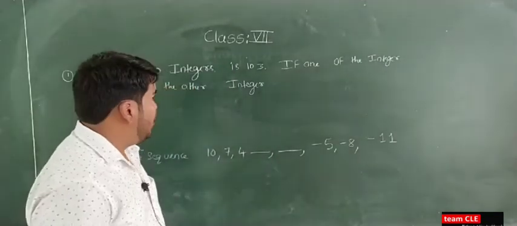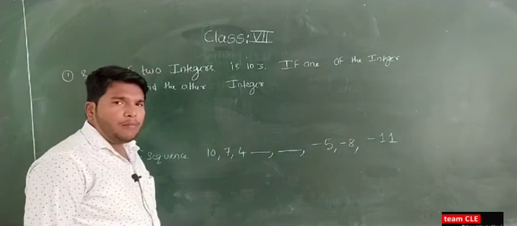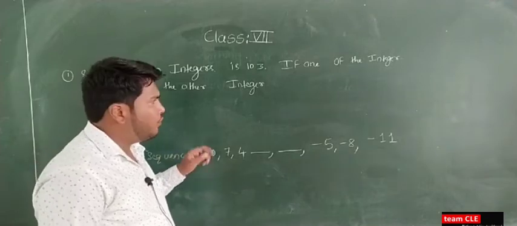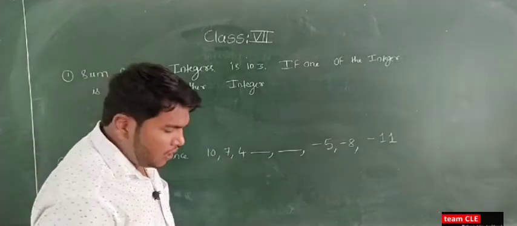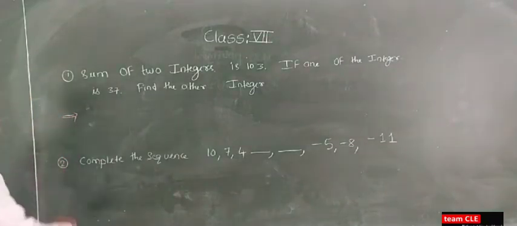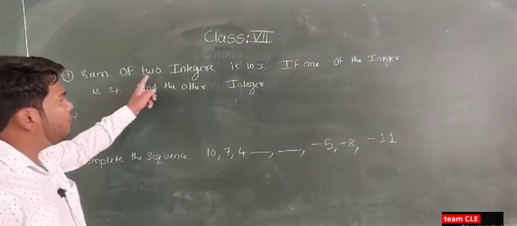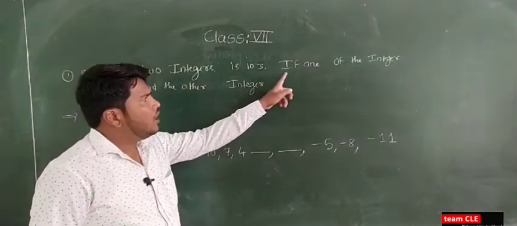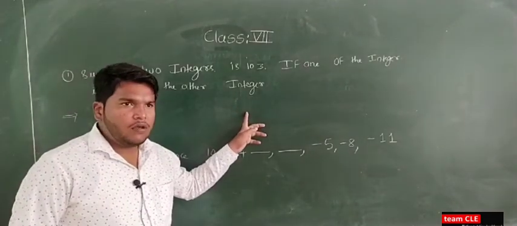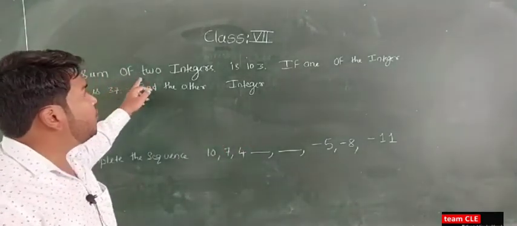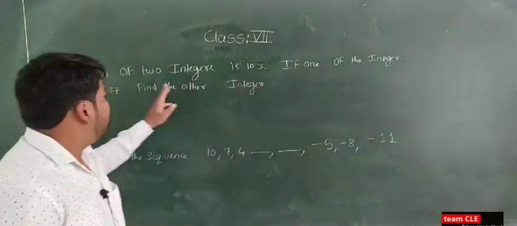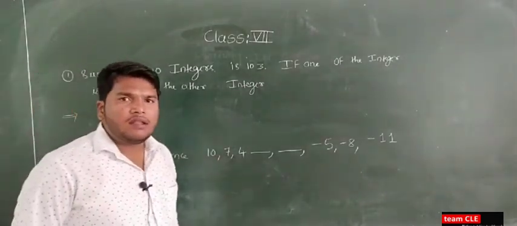So this we have learned, and in this video I am going to solve some examples on integers related to your textbooks, and also I am going to solve your first exercise, that is exercise number 1.1. Okay, so see here, example number 1 says: the sum of two integers is 103. If one of the integers is 37, find the other integer.